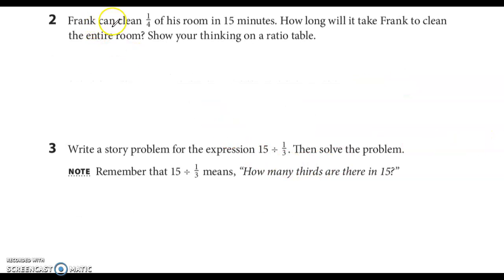Moving on to number 2. Frank can clean 1/4 of his room in 15 minutes. How long will it take Frank to clean the entire room? Show your thinking on a ratio table. Well, I'm going to show you the standard way first. So our equation is 15 divided by 1/4. Keep the first number, don't change it. Do the opposite, and then find the reciprocal. So 4 over 1 is the same as 4. And then when you multiply 15 times 4, it would be 60. How long will it take Frank to clean the entire room? 60 minutes would be your answer.